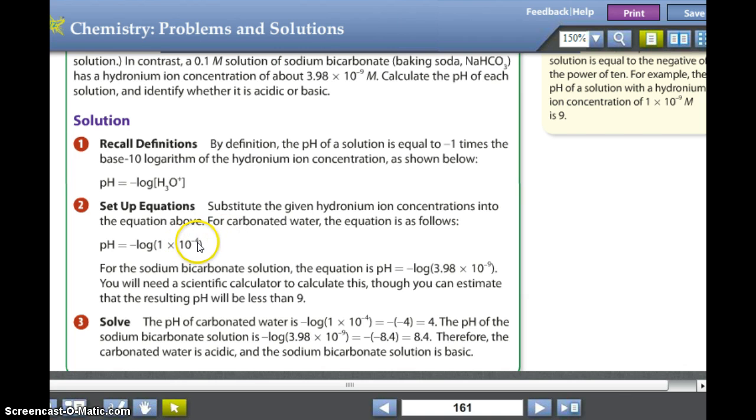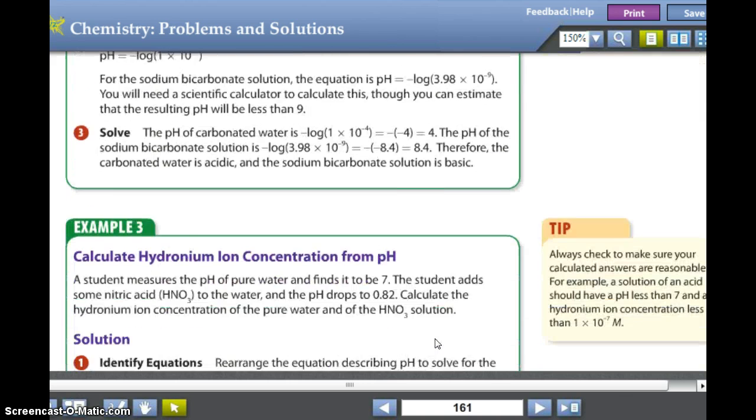So again, we can estimate. We know this answer should be exactly 4 because it's 1 times 10 to the negative fourth. This answer, 3.98 times 10 to the negative 9th, should be somewhere close to 9. It's 8.4, pretty close to 9. 4, is that an acid or base? It's an acid. 8.4 is a base.